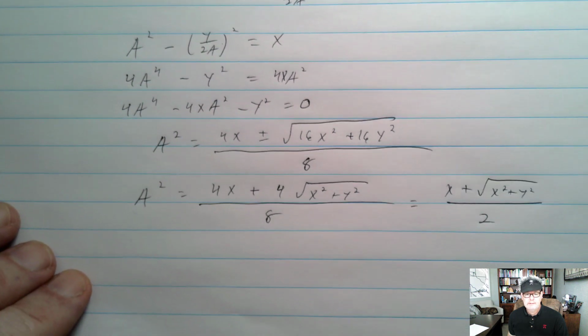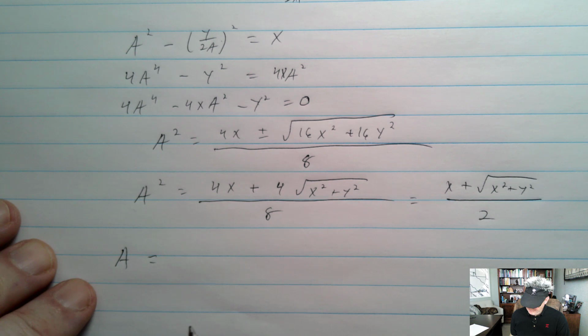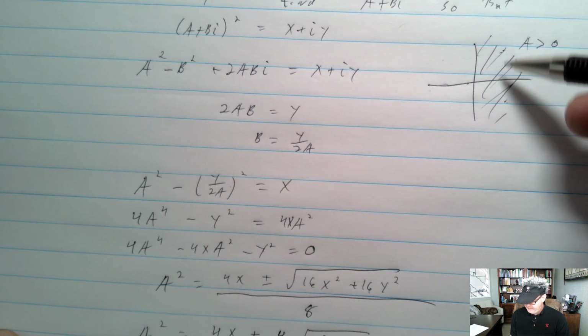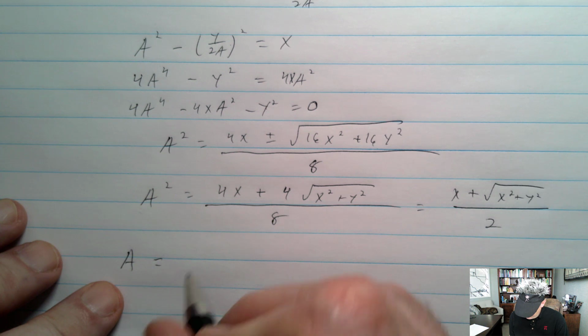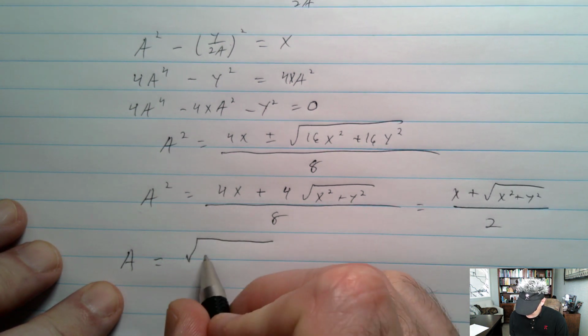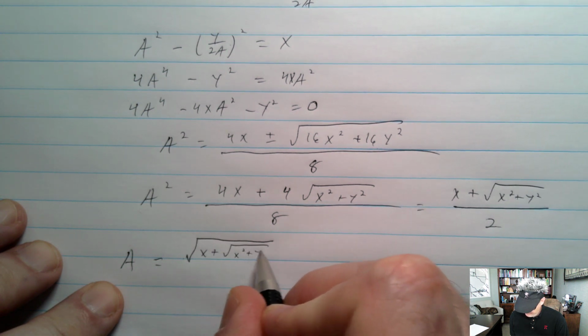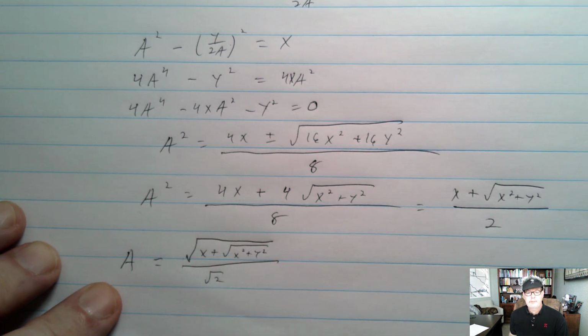And now I can take the square root, and this is why I chose a. When I said solve for a, this is what I meant. I know a is positive. B could be positive or negative, but a is positive. So it was good to solve for a. So I know a has to be the positive root: x plus the square root of x squared plus y squared all over root 2. Just take the root of both sides.